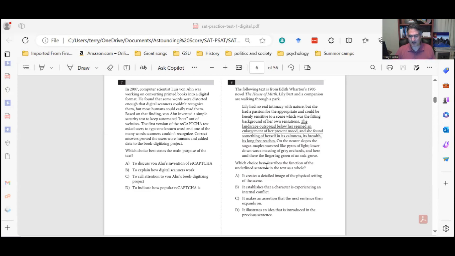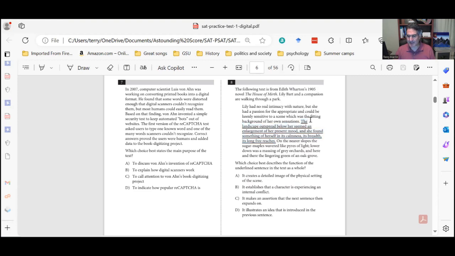So you'll see that all of these questions will have something like, which choice best describes the function of the underlined sentence in the text as a whole, and you'll see part of the sentence underlined. So let's dig in and take a look at this. Now, I want to see if we can do this with as little work as possible. So I am going to skip the blurb for right now. And I'm just going to look at the part that is underlined and read and see what we got.